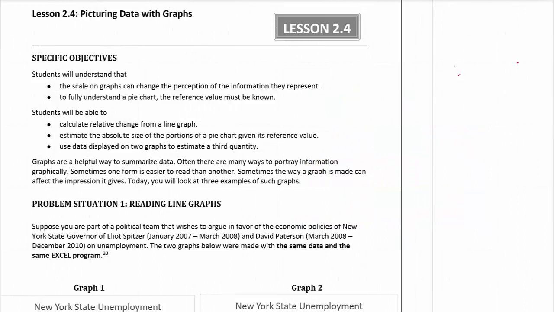Hi everyone, this is lesson 2.4, Picturing Data with Graphs. So let's go ahead and read the specific objectives.